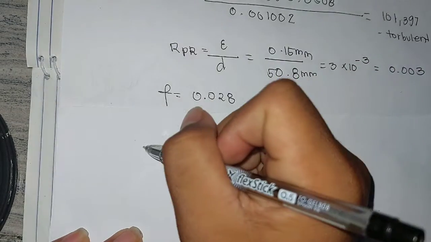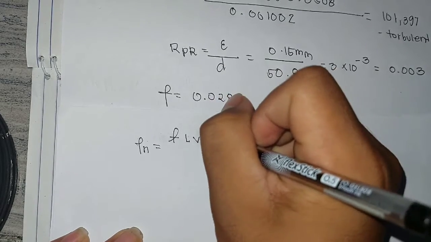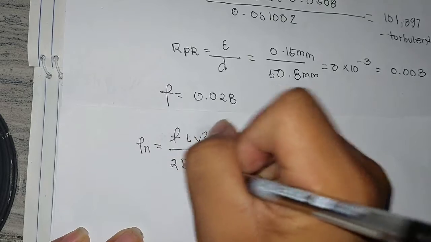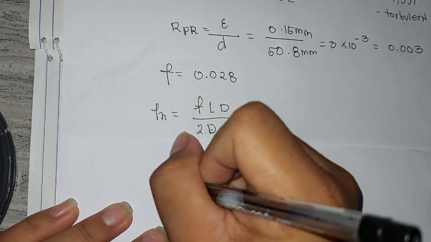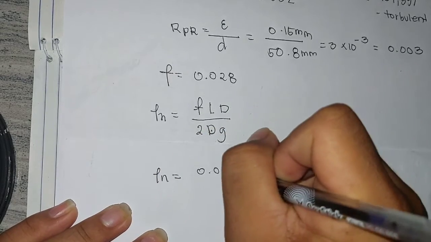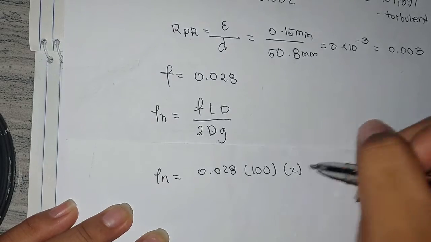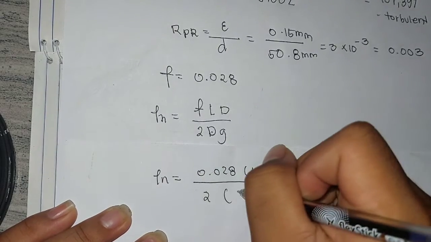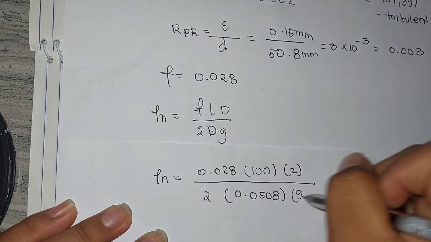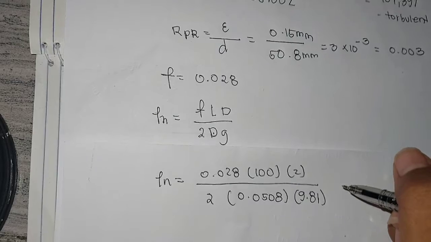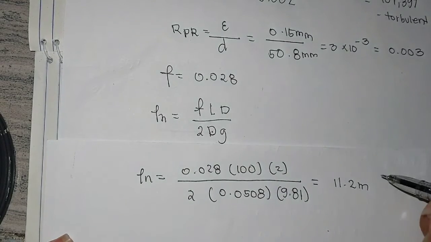So we're going to calculate the head loss, which is equal to the friction factor times the length times V squared over 2dg. So we have our frictional head loss equal to 0.028 multiplied by 100 meter length times our V, which is 2 squared, over 2 times 0.0508 multiplied by the gravity of 9.81. So, in calculating that, we get the answer of 11.2 meters.